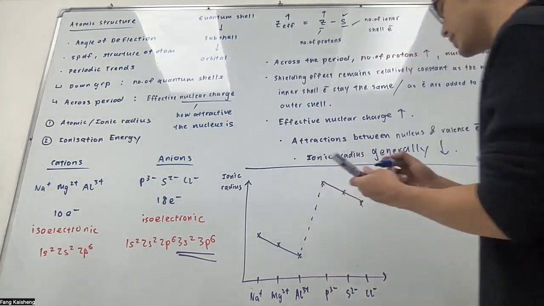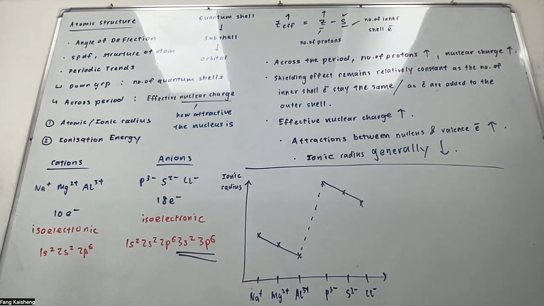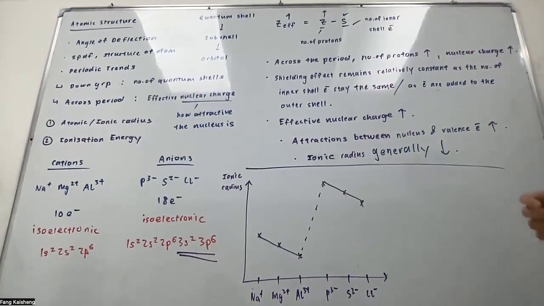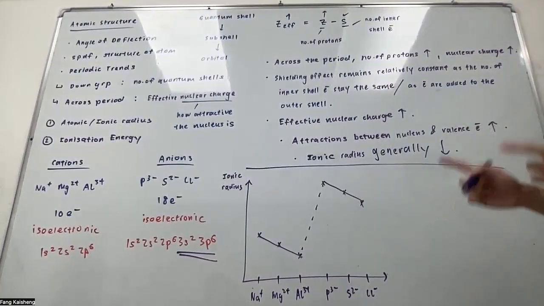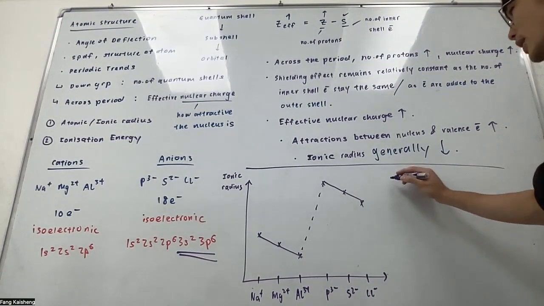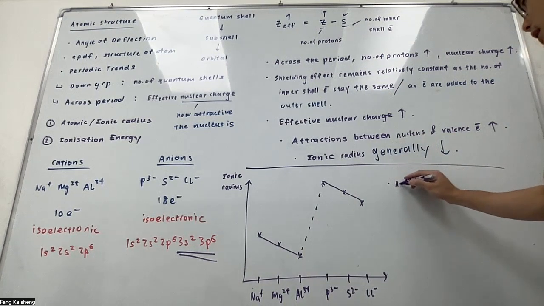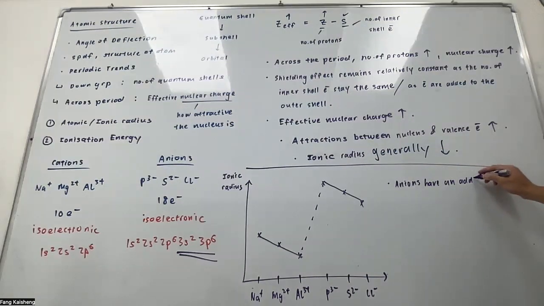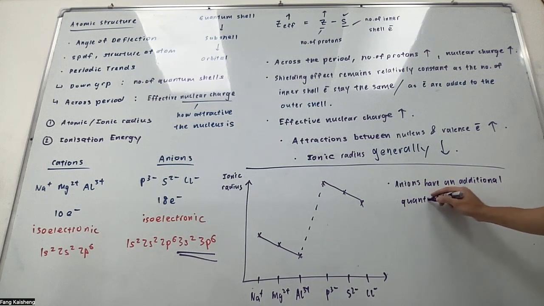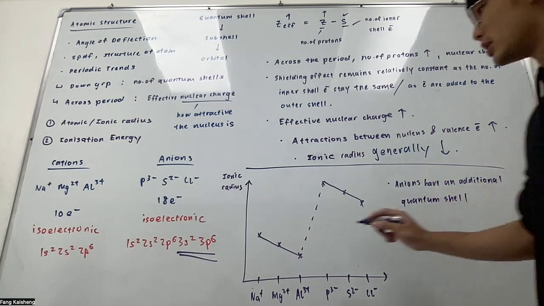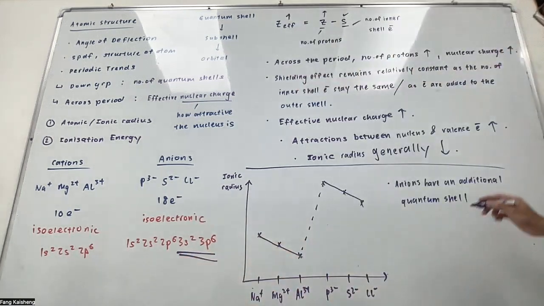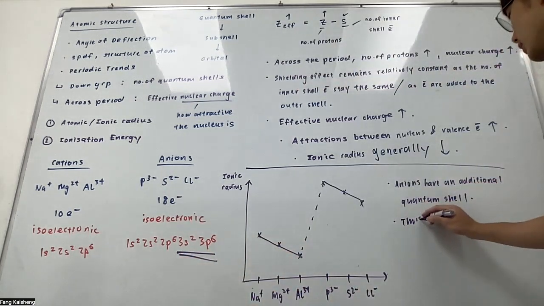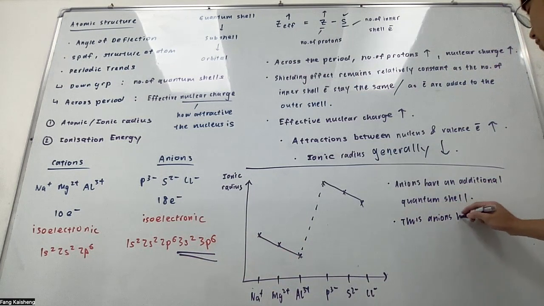Now you notice I might have skipped silicon because sometimes the pattern does skip silicon, and it's fine. So you must get this, and next, let's explain. Why do anions have a much higher ionic radius? The anions have an additional quantum shell. Don't just tell me shell, because the examiner will be like, quantum shell or subshell, what are you talking about? The number 3 stands for quantum shell. Thus, anions have a much larger ionic radius than cations.